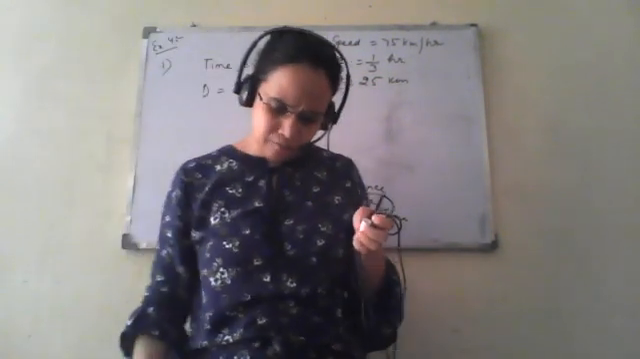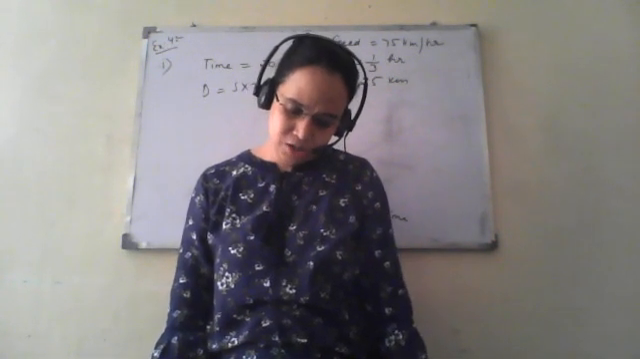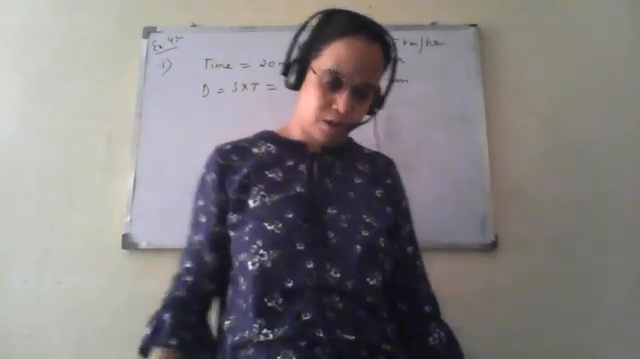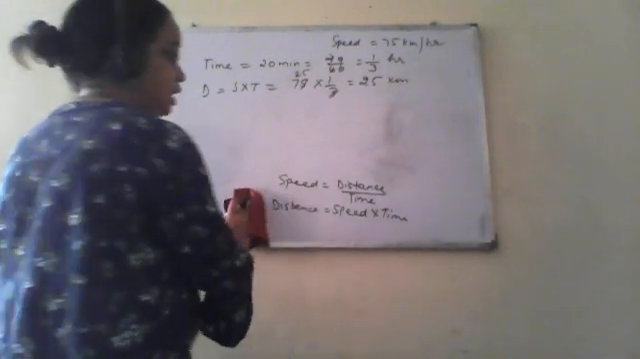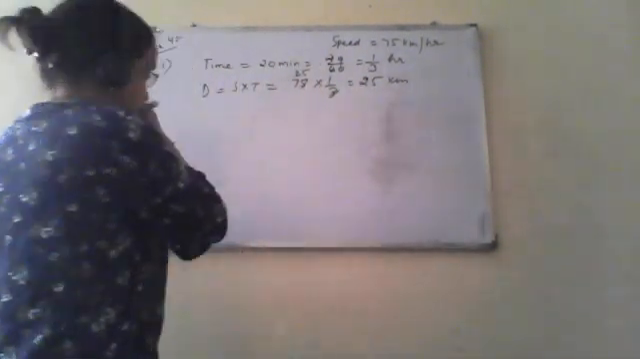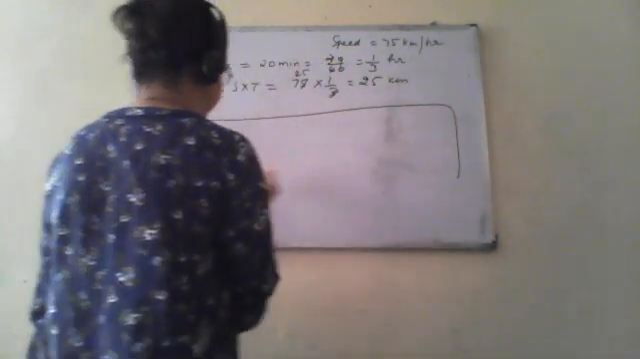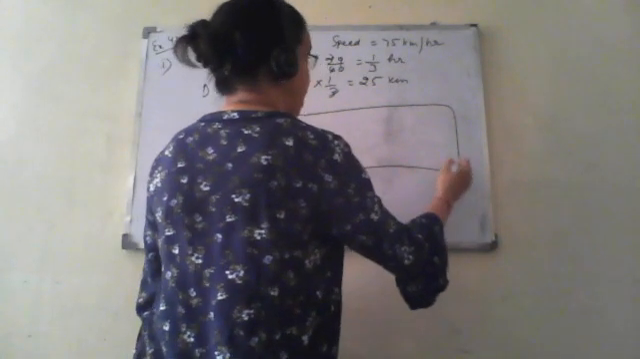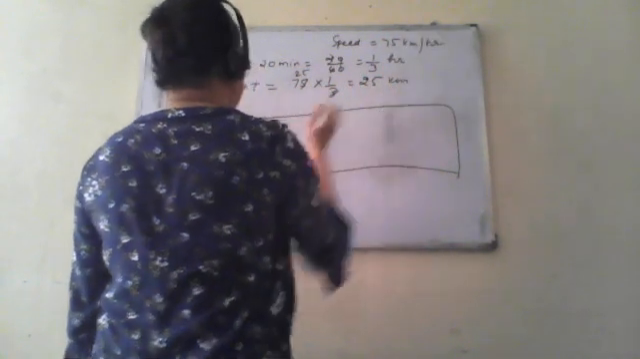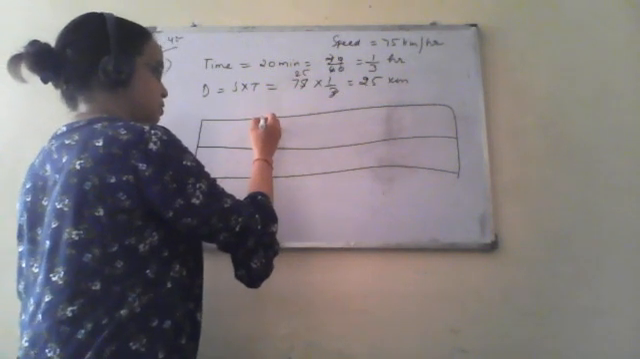Now for the second part, we have to find the time required to cover a distance of 250 kilometers. We can do it by the tabular form. We have distance and we have time, that is 75 kilometers and 1 hour. Or we can take this 1 hour as 60 minutes.